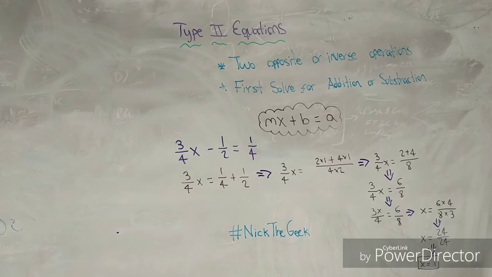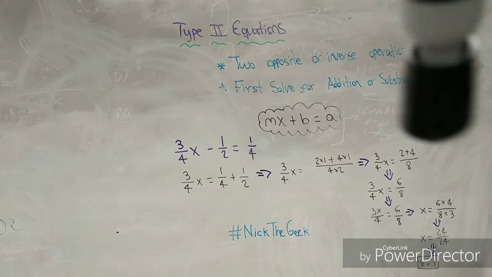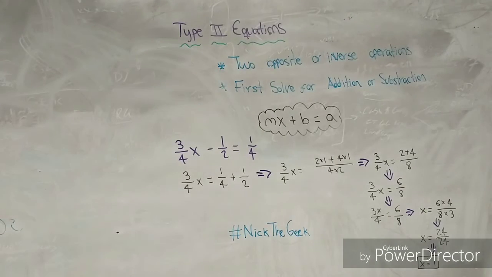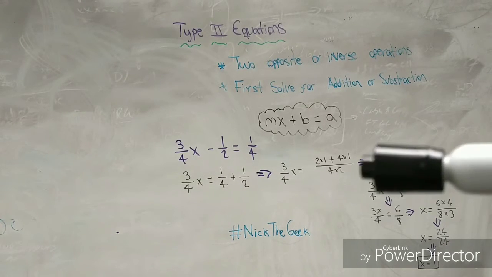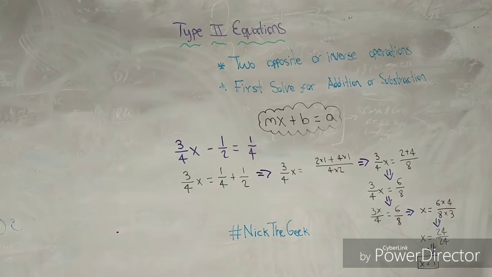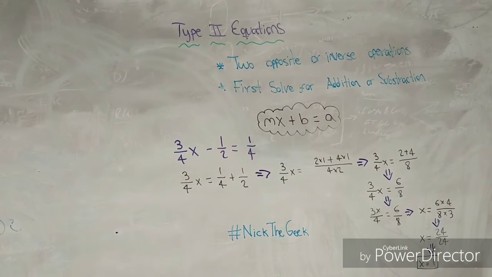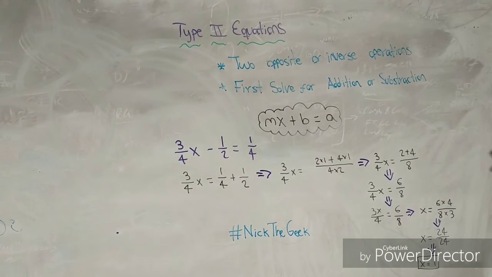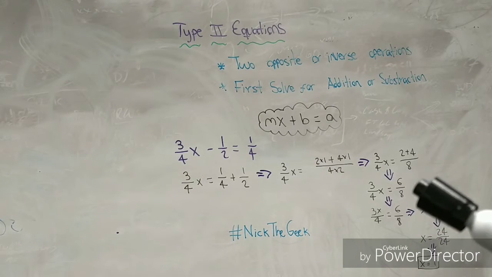We make the addition of fractions. So 2 times 1 plus 4 times 1 divided by 4 times 2, and that'll be this operation that we have here. And after that, we solve for 3 divided by 4 multiplied times x, because we don't have any other addition or subtraction parts. So 3 divided by 4 equals to 6 divided by 8.